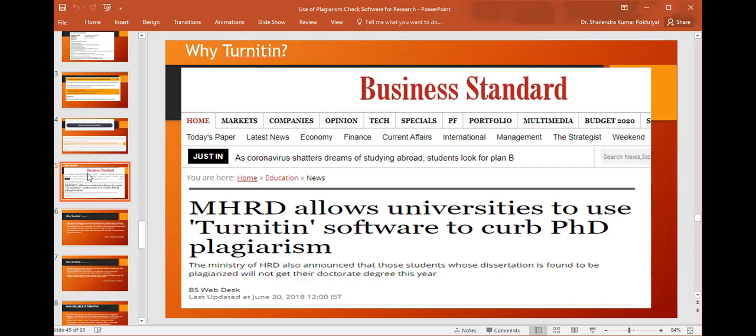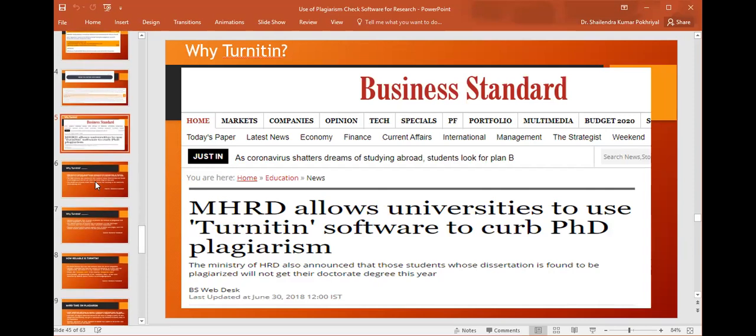Okay, so that was all about your Urkund. But I can say that Urkund is not so user friendly, and it is not detecting the entire plagiarism issue.